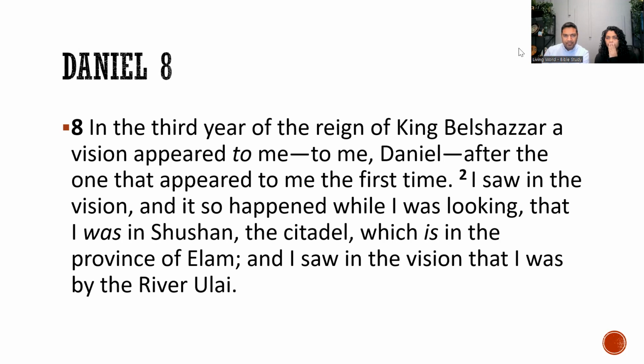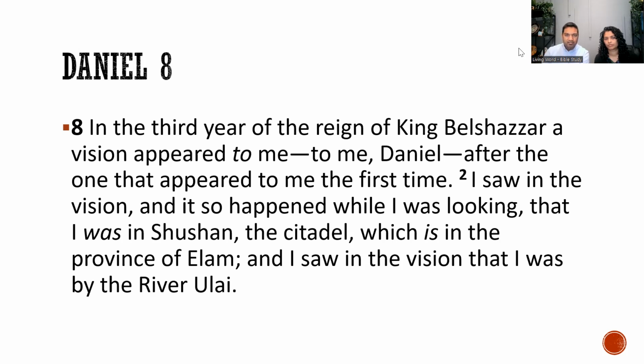So what was it? To me, Daniel, after the one that appeared to me the first time, which means in chapter 7, I saw in the vision, and it so happened when I was looking that I was in Shushan, the citadel, right? Citadel is like a capital, one of the key cities, which is in the province of Elam. And I saw in the vision that I was by the river Ulai.